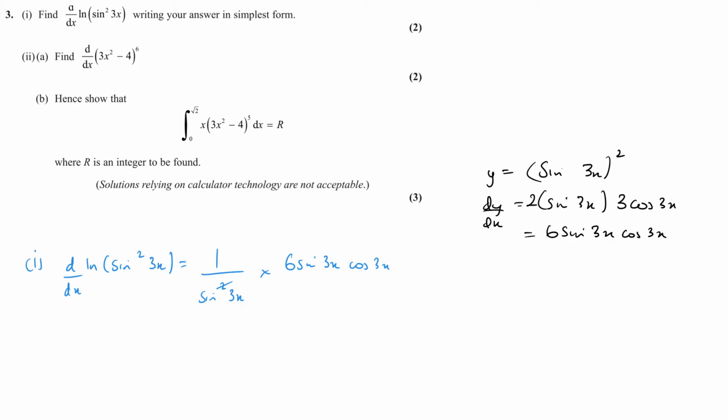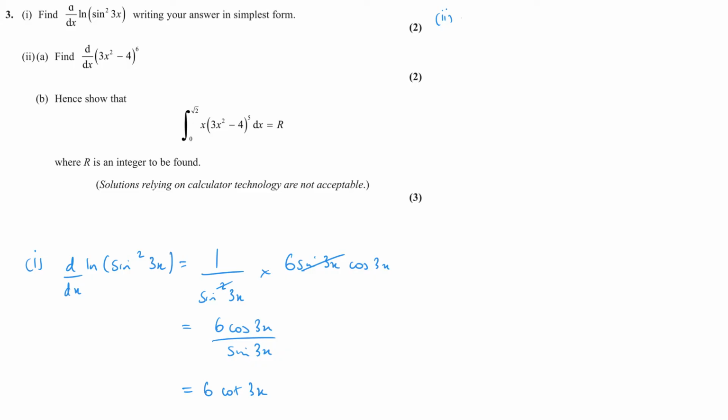Now sine 3x will cancel with 1 on the bottom, so this is 6 cos 3x over sine 3x. Cos over sine is cot, so this is now 6 cot 3x.